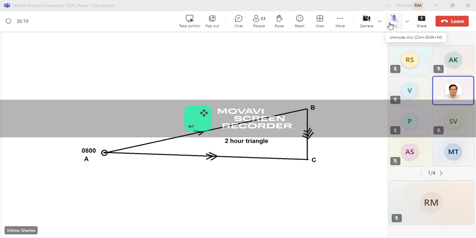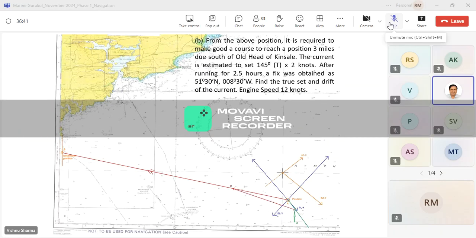If this is the A was the fix, then this becomes after 2 hours DR, and this is after 2 hours fix. So what is the current? Current is from DR to fix. Yes or no? Yesterday we were talking about it. Correct, beta? Agreed? Okay. So now guys, I have a fix for what time?